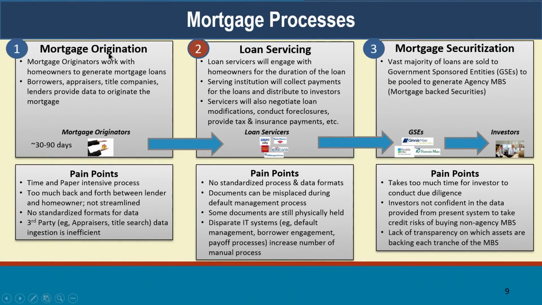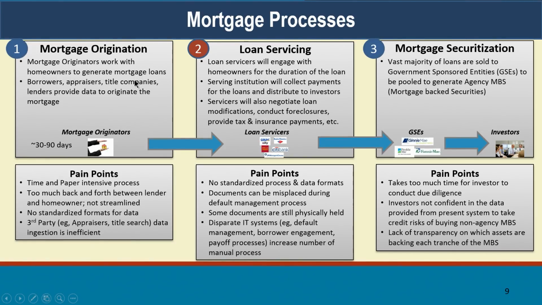So first, to begin with, there is mortgage origination. This is where there are originators. These might be employees of a bank, could be others, third-party service providers, who work with homeowners or people who have bought a home to generate mortgage loans. So they will assess the value of these homes. So there'll be appraisers. There might be companies that will look into the title deeds to see whether this is a valid title, or is it fraudulent? Are you the real owner of that house, and so on?